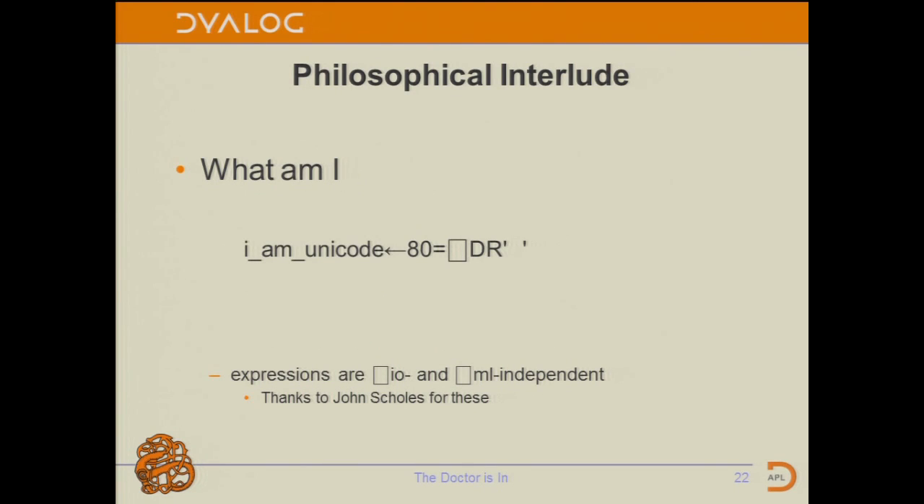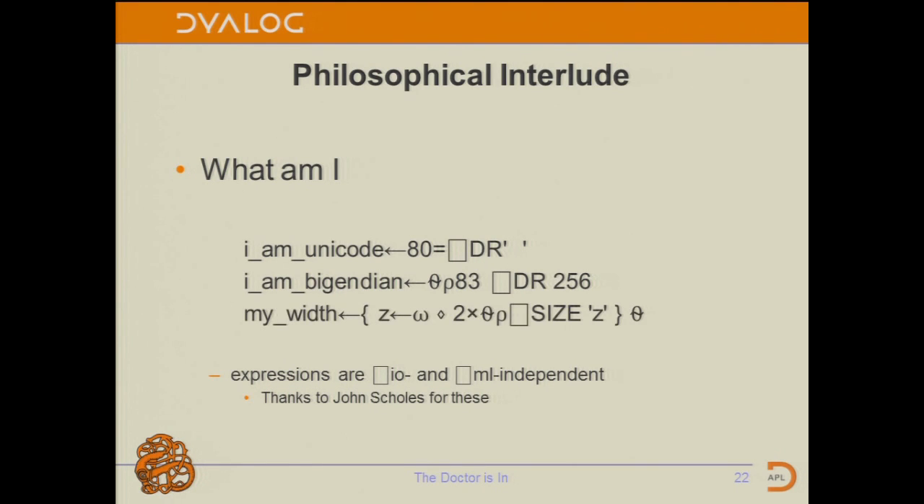If you want to know whether you are running on Unicode, we recommend you use that expression. Am I on a little endian chip or a big endian chip? So is that an Intel chip or an AMD chip, or is that a Power chip or a Sparc chip? And am I a 32 or a 64-bit interpreter? I have to thank John Scholes for those.